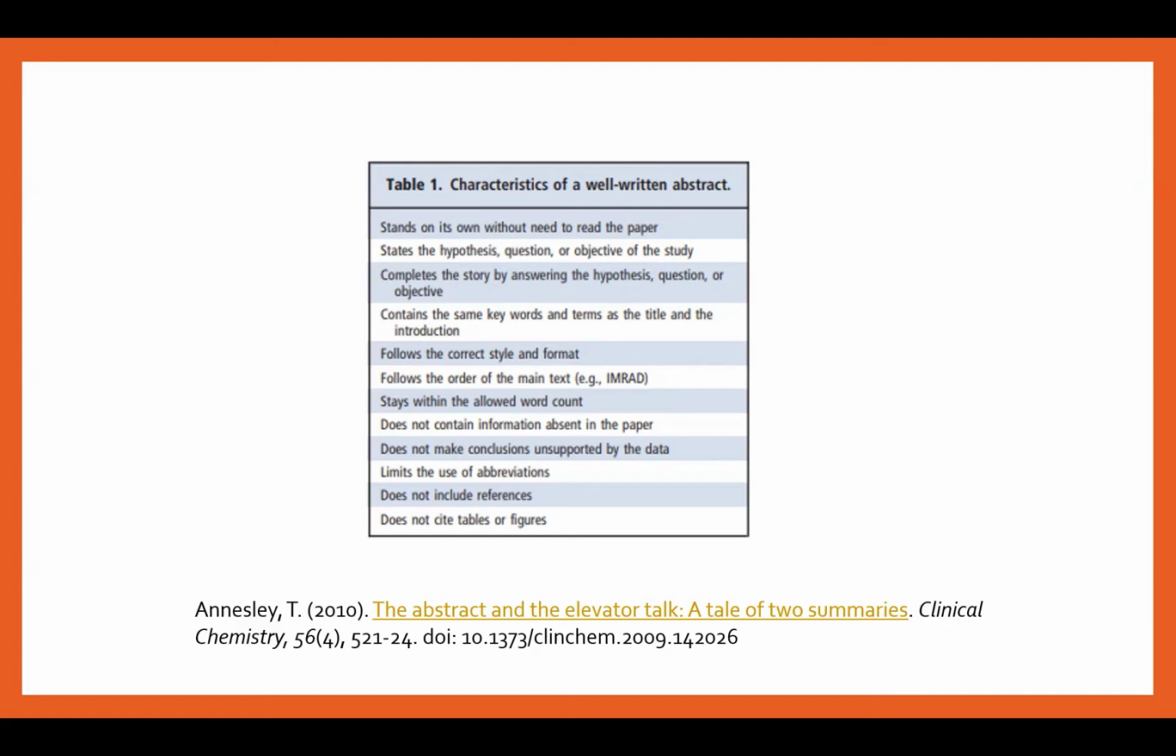So the idea is that an abstract is similar, right? What does it take you to read an abstract? A minute and a half. So you have that short amount of time to convince somebody of the merit of your work.